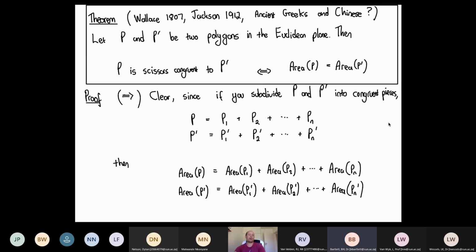Okay, so now let's try and prove the harder direction. Suppose that two polygons have the same area. Now I must prove that they are scissors congruent. In other words, that you can chop one up into finitely many pieces and rearrange it to get the other one. Okay, so this follows from the following lemma.